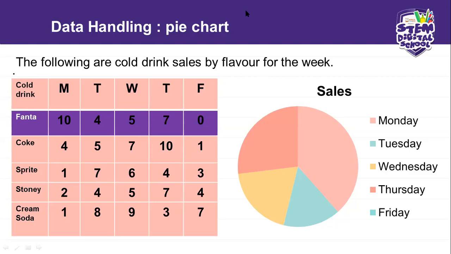I see hands up. Okay. On Monday. Right. So let's go to the graph and see if we are correct. If we look at this pie chart, which is the biggest slice? Which is the biggest slice? Correct. The biggest slice is on Monday. And you can see also from the table that that is more.